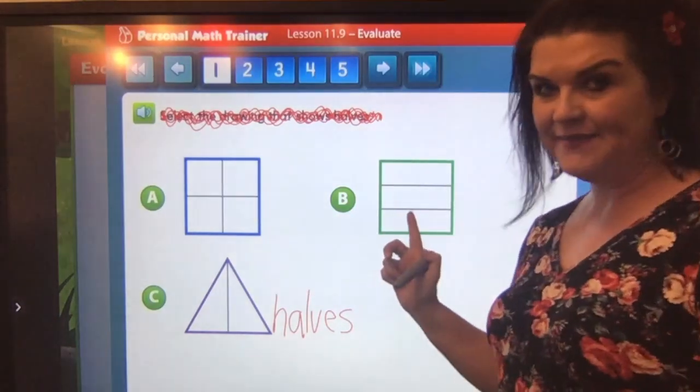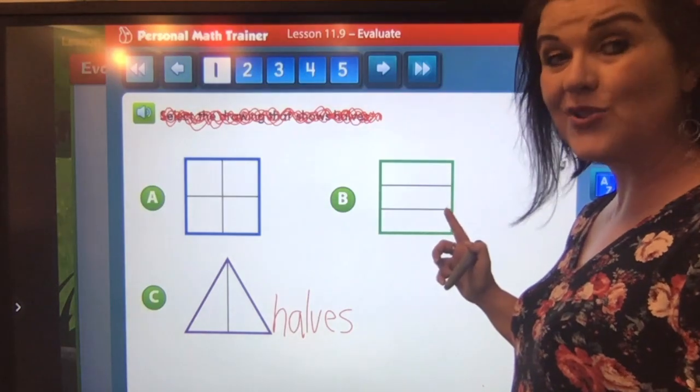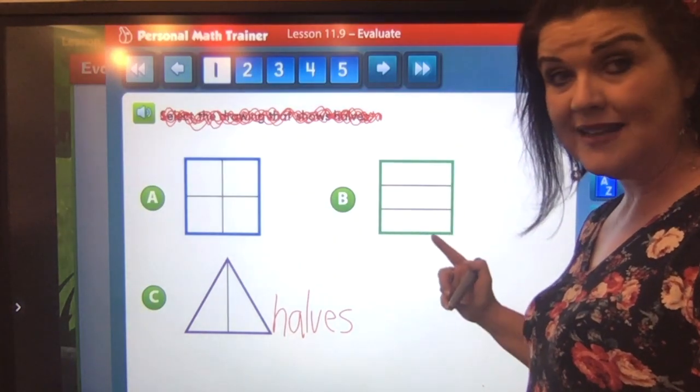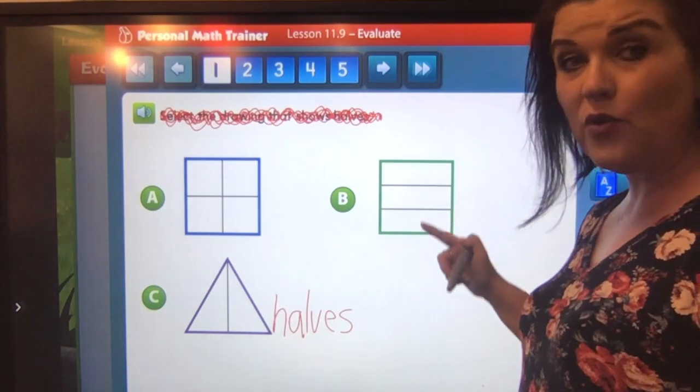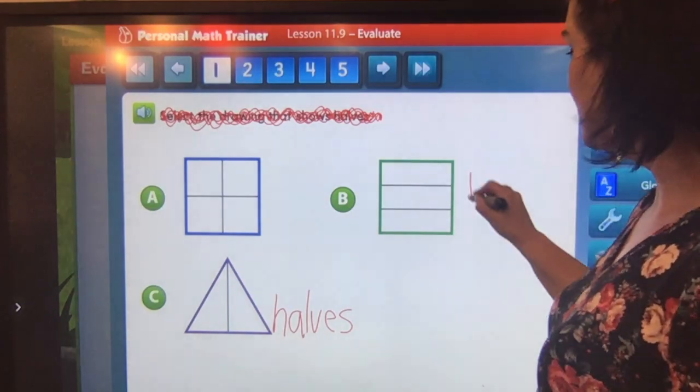Let's look at B, this square right here. We have two lines and it has created three equal parts. And when we have three equal parts, it is called thirds.